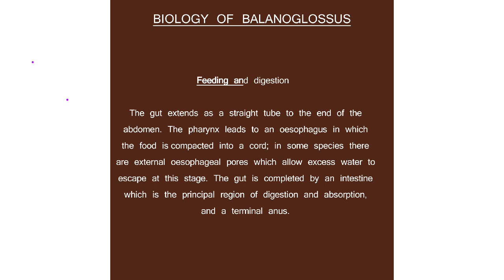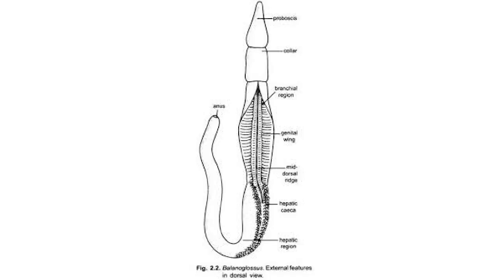And the principal functions of this are digestion, absorption, and excretion. You understand? That's the principal focus of feeding and digestion. So, the digestion, the absorption, and the excretion. And what do they excrete? They excrete through the what? Through the terminal anus.